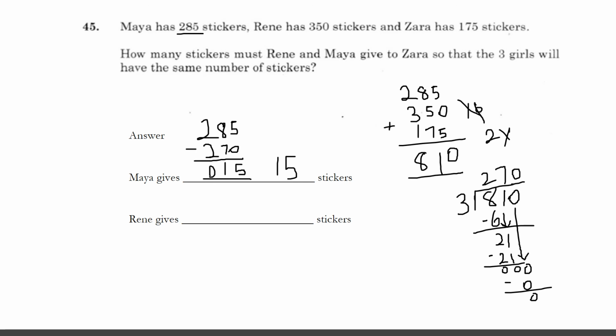Let's check how much Renee needs to give. Now Renee has 350. 350 take away 270. 0 take away 0 is 0. 5 cannot take away 7, so I need to take 1 from the 3. We have 15 take away 7, and that gives me 8. 2 take away 2 is 0. So Renee has to give a total of 80 stickers. Right, so Maya has to give 15 and Renee has to give 80.